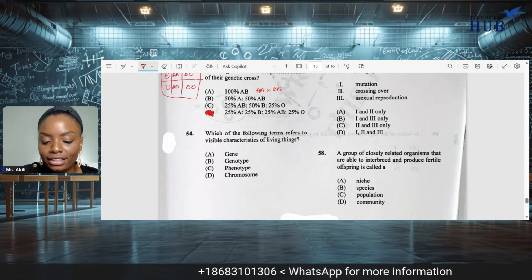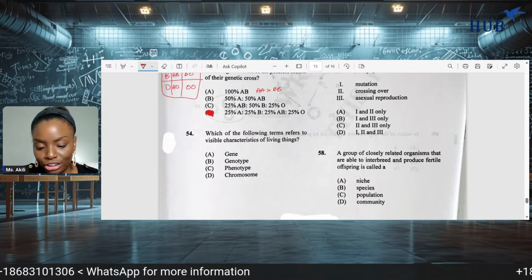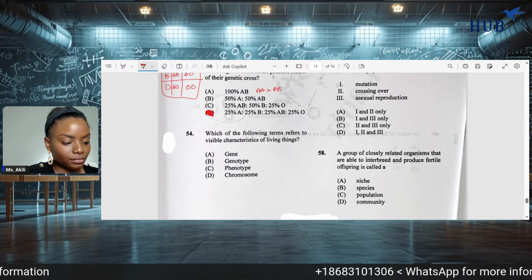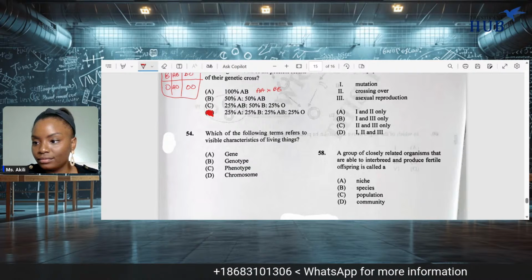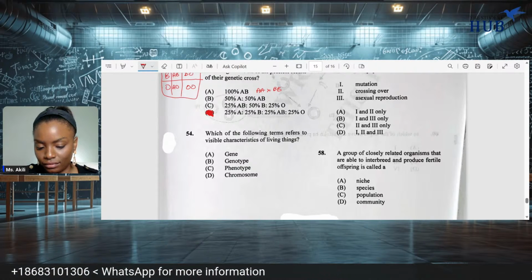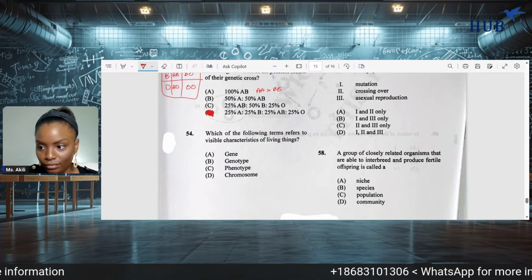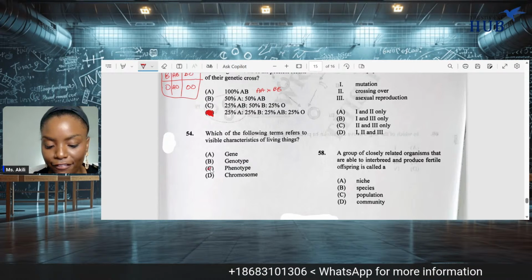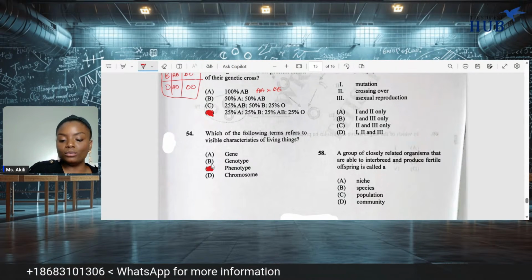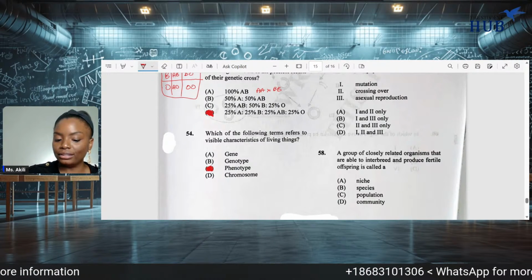Which of the following terms refers to visible characteristics of living things? Is it the gene, genotype, phenotype, or the chromosome? It's going to be C, the phenotype, right? Which most times tends to be based on your genotype. So based on what alleles you have, your genotype, it can then result in your phenotype, right?